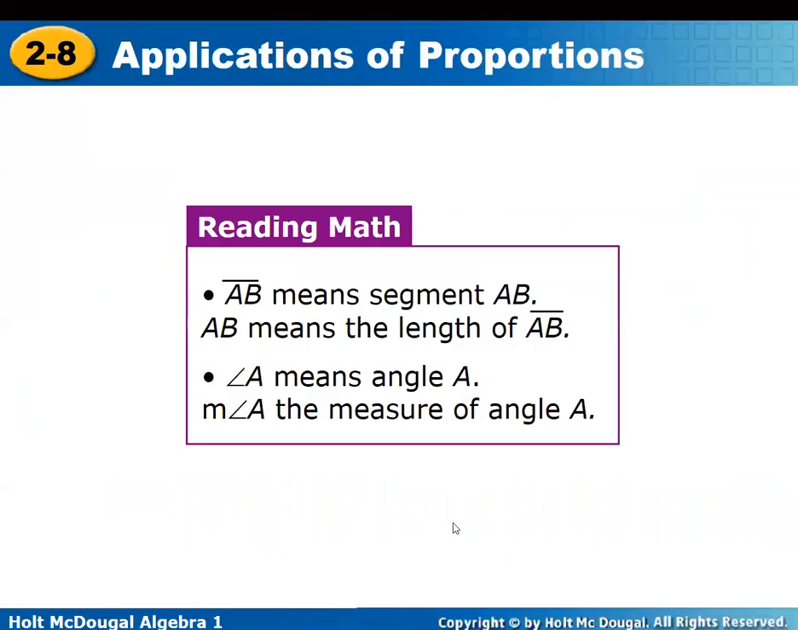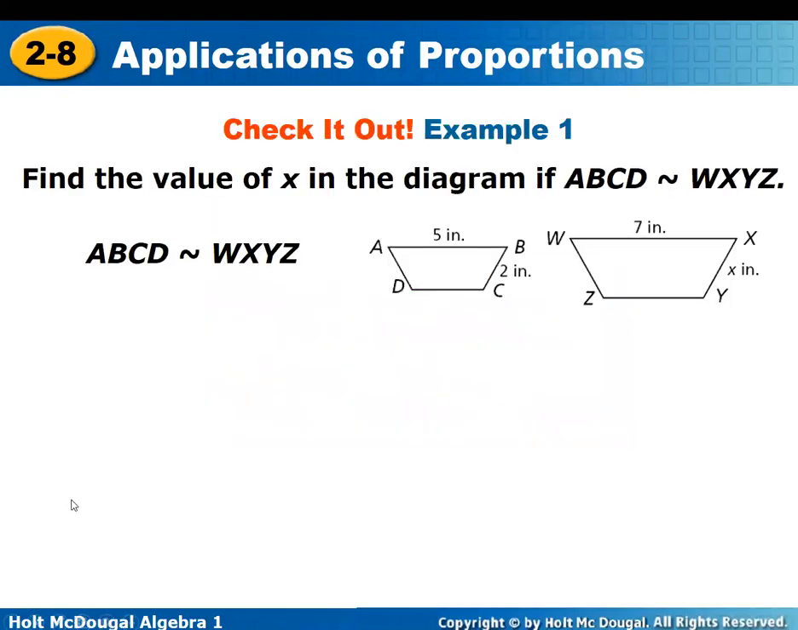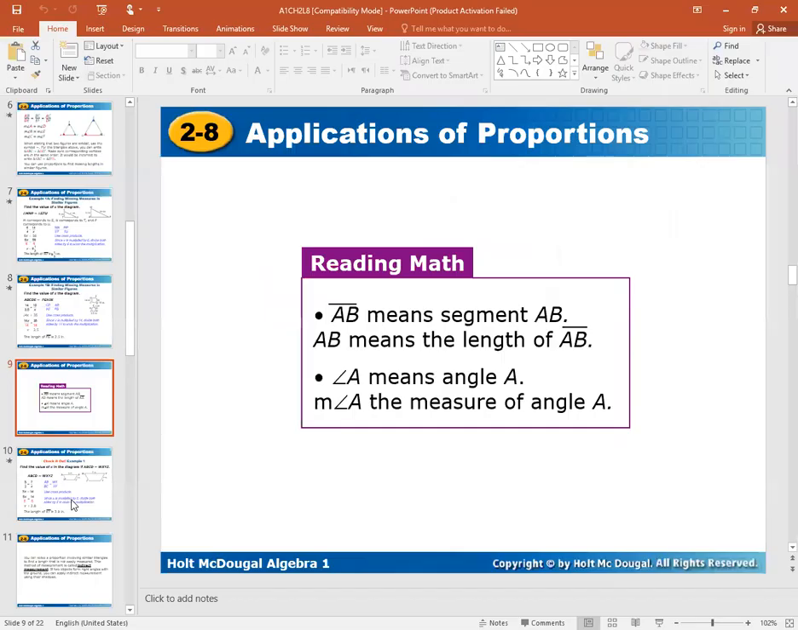What is the difference between AB line segment and the AB? Is there a difference between those two expressions? Is there a difference between them? Yes. What is the difference?